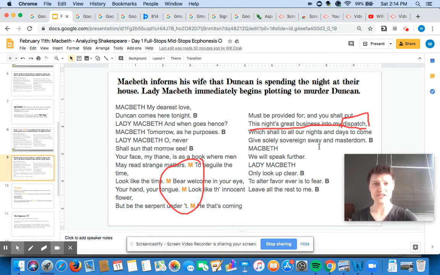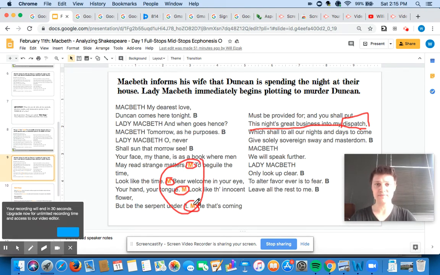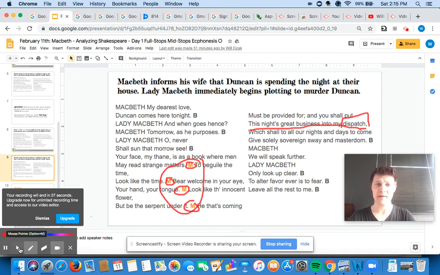So when she says something like, "Your face, my thane, is as a book where men may read strange matters. To beguile the time, look like the time. Bear welcome in your eye, your hand, your tongue. Look like the innocent flower, but be the serpent under it." Each one of these mid-stops is signaling, say the next thing, if you are the actress, with a little bit more emphasis. In other words, as Lady Macbeth moves through this speech, she is getting more and more forceful and excited. And part of the reason she is doing this in this speech is because she has some convincing to do. Macbeth does not totally want to kill this guy yet, and Lady Macbeth is like, I gotta make it happen, and I gotta get Macbeth excited about the prospect of murdering someone.